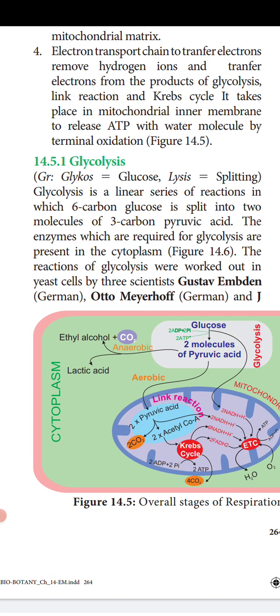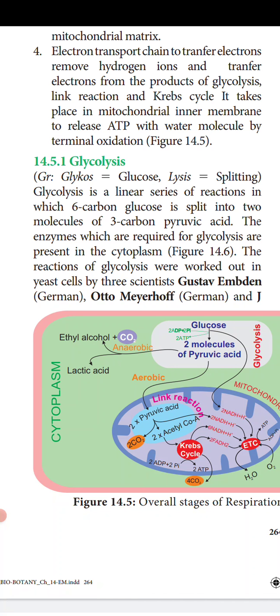The six carbon glucose molecule is split into three carbon molecules, that is pyruvic acid. The enzymes required for glycolysis are present in the cytoplasm. So the other thing we have studied: glycolysis, or the breaking down of the glucose molecule, takes place inside the cytoplasm.